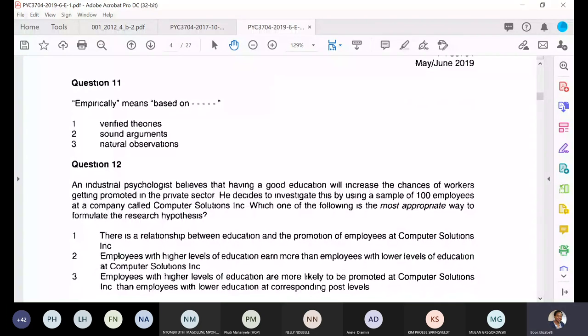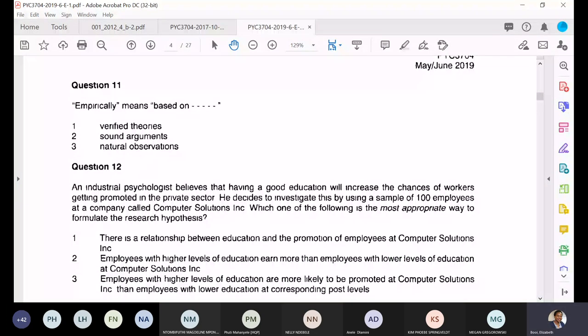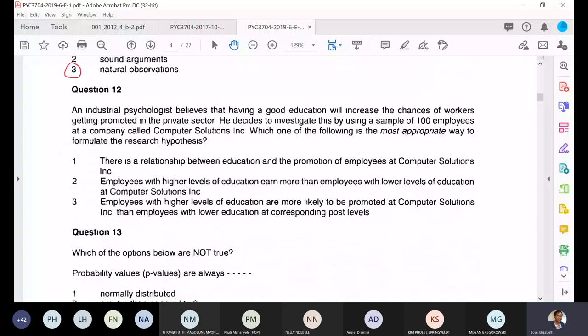Okay, this one we also did yesterday. Empirically means based on observations. Number 3. Yes.